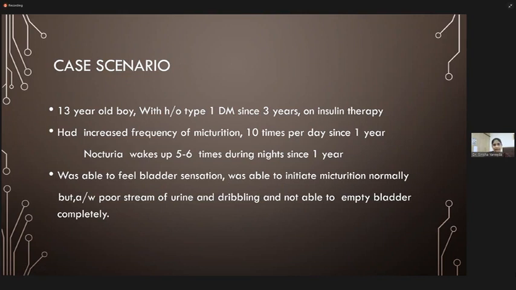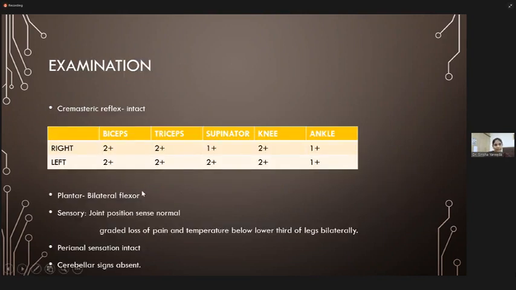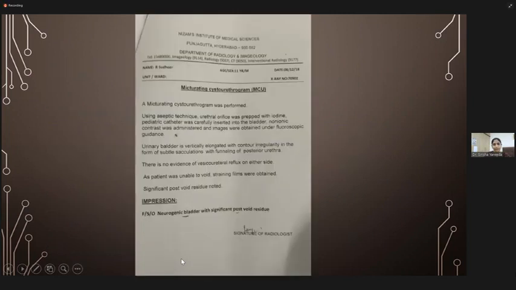So this patient, on examination, even the cremasteric reflex was intact. The reflexes were all normal, even the ankle jerk. Long fiber sensations were intact, but there was some small fiber evidence. He complained of blunting of pain and temperature below the lower third of the leg. Even the perianal sensations were intact, ruling out a myelopathy. Plantars were flexor. He was referred from nephrology, and the MCUG also showed clear evidence of neurogenic bladder with significant post-void residue.